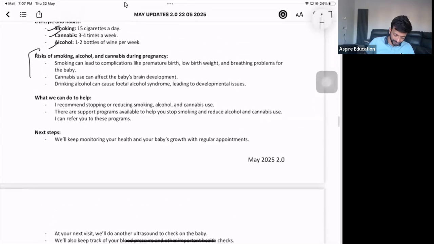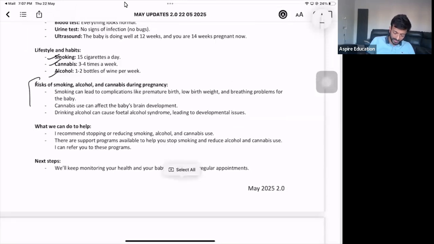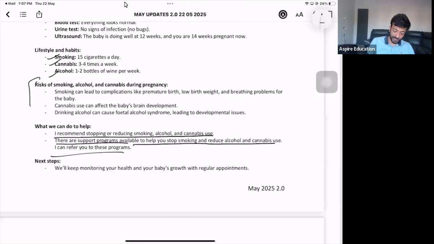So I recommend stopping or reducing the smoking, alcohol, and cannabis use. These are the support programs available to help you in stopping smoking, alcohol, and cannabis, and we can refer you to these programs. Because if you are smoking, what can happen? Premature birth can happen, low birth weight baby, breathing problems can happen, and the drugs can actually create problems with the baby's brain development as well, isn't it? So a lot of risks are there.